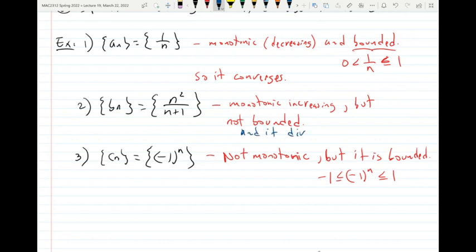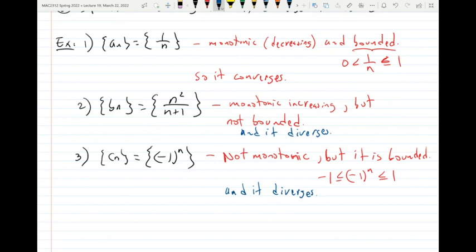I put here this one, and it diverges. Okay? With that being said, if it's monotonic but not bounded, is it always divergent? Or are there cases where it does converge even when it's not bounded, but it is monotonic?